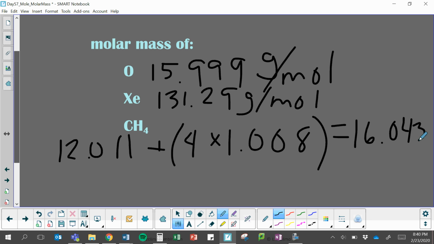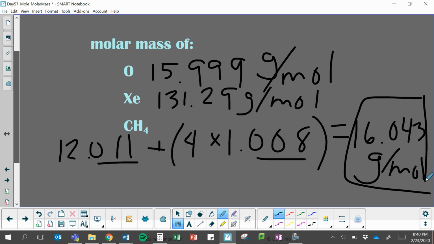And here we have to use sig figs again. We're basically adding for all of this, so we're going to use our decimal place rule. Each of these numbers goes 3 after the decimal place, so will our answer, which it already is. And the unit is grams per mole. So that's our answer. We're just adding everything up.